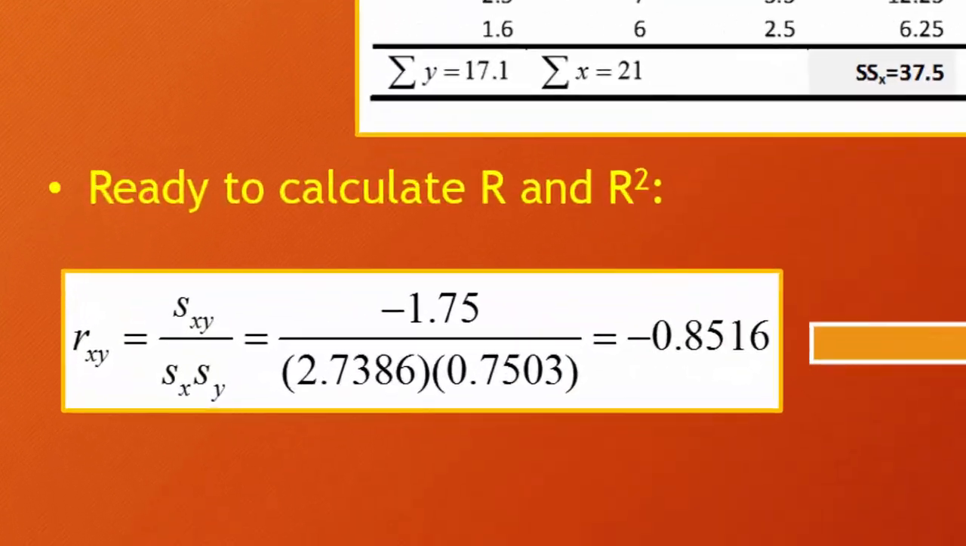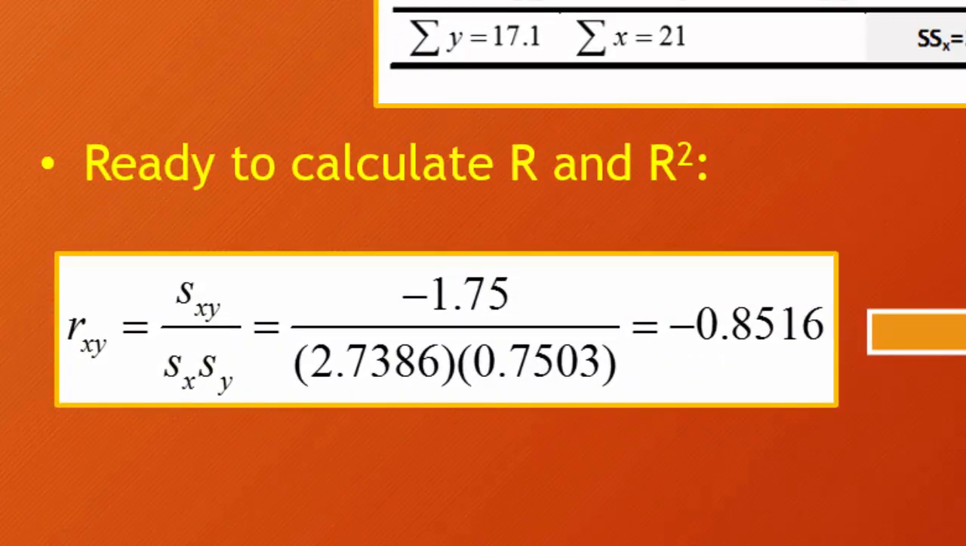So let's put it in the formula. Negative 1.75, that was our covariance, divided by the standard deviation of x, 2.73, times the standard deviation of y, 0.75. That gives us an R of negative 0.8516. Now, what that's telling us is two things. When we have an R, remember, it's a correlation coefficient, and you can interpret it like any other correlation coefficient, like a gamma or a tau b or what have you.